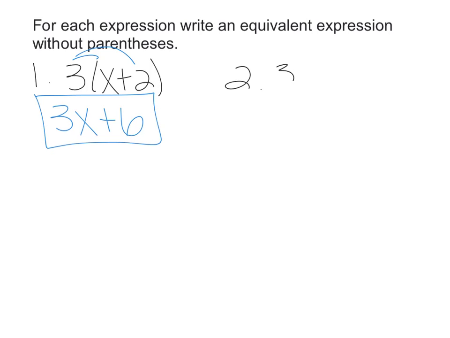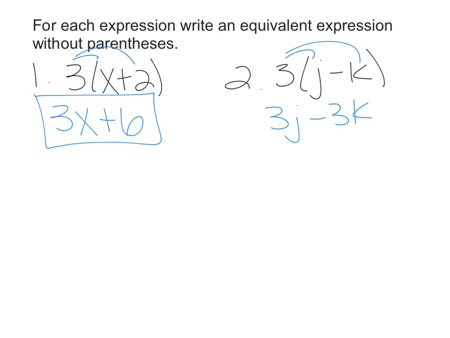Number 2, let's try 3 times the quantity j minus k. Okay, so if I take that 3 and distribute it, we would have 3j minus 3k. I cannot combine those two together, so we would just leave it like that. That would be my answer.